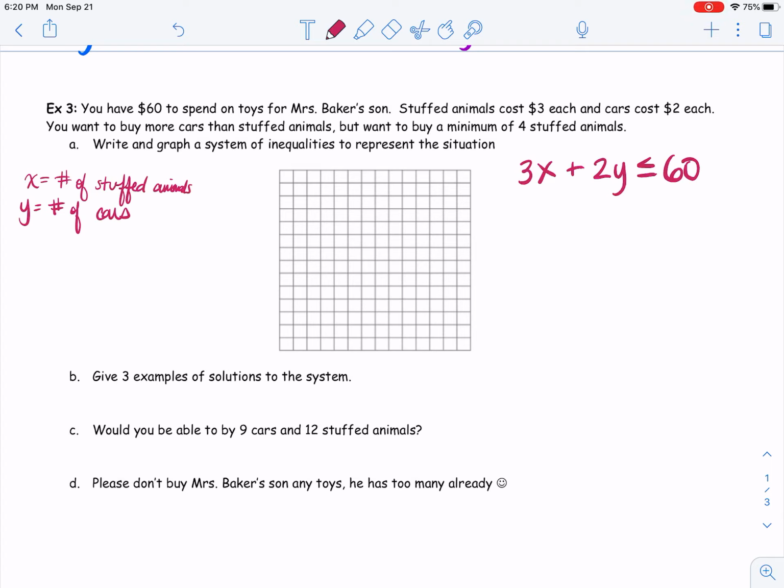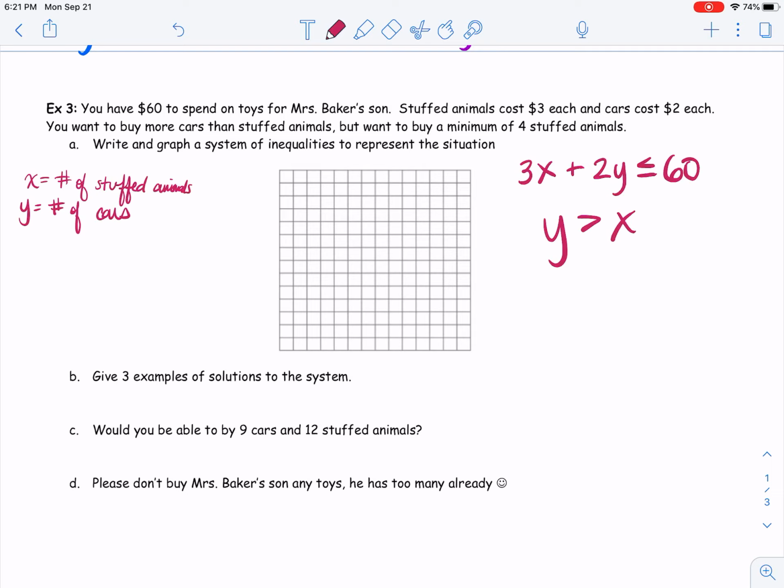We also know that we want to buy more cars than stuffed animals. So that means cars needs to be more than stuffed animals. Why am I having a glitch right now? You want to buy more cars than stuffed animals. So cars needs to be greater than, oh, I'm looking at the wrong variables. Duh. Cars needs to be more than stuffed animals. Whew. All right, there we go. So Y is greater than X.